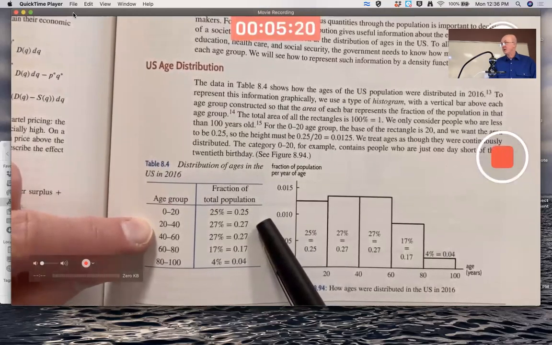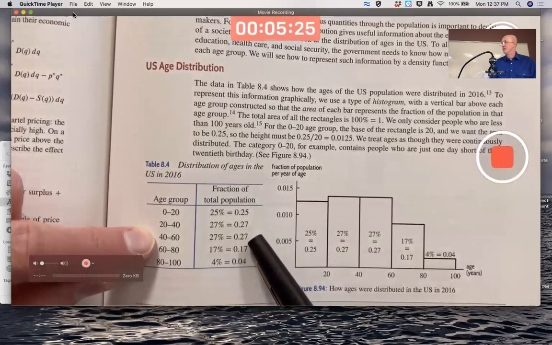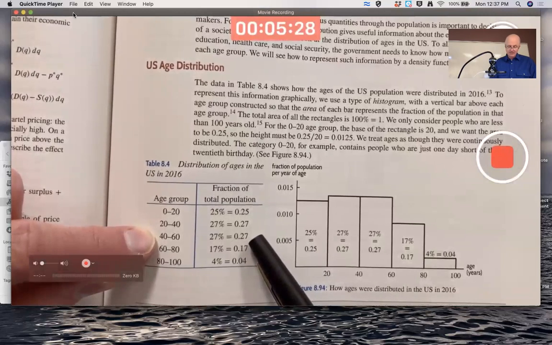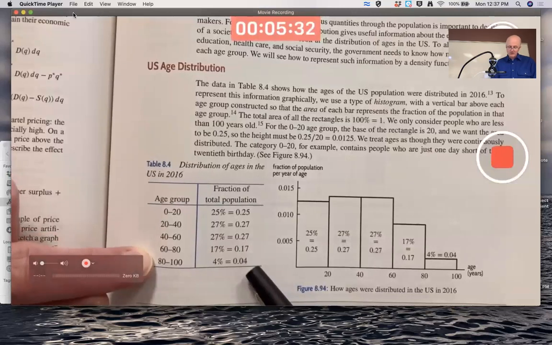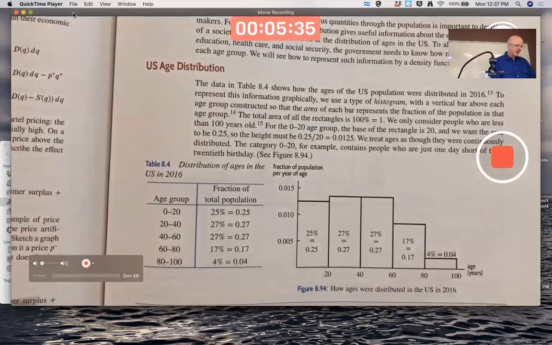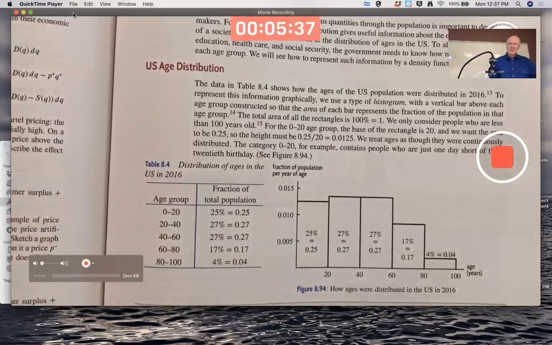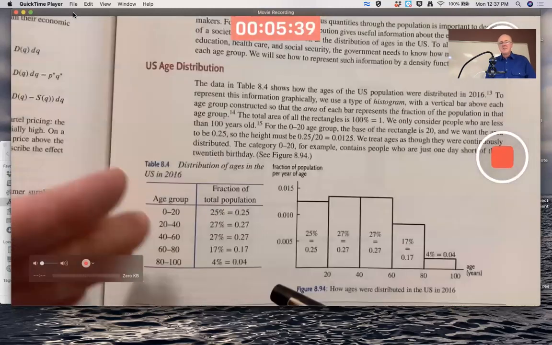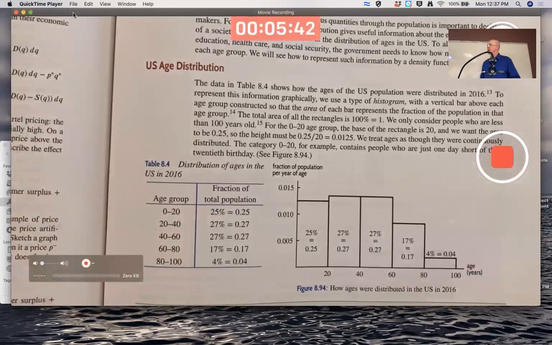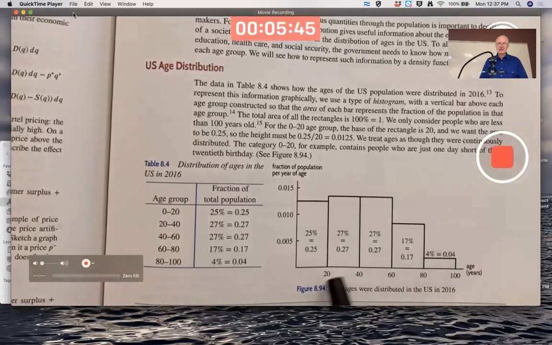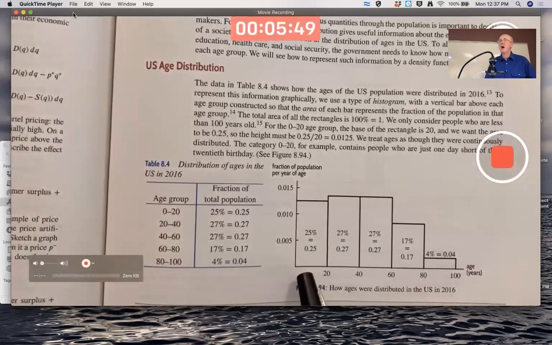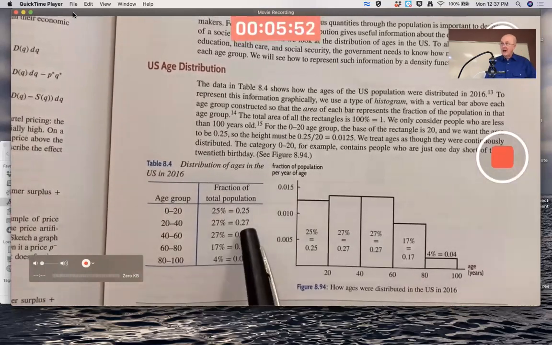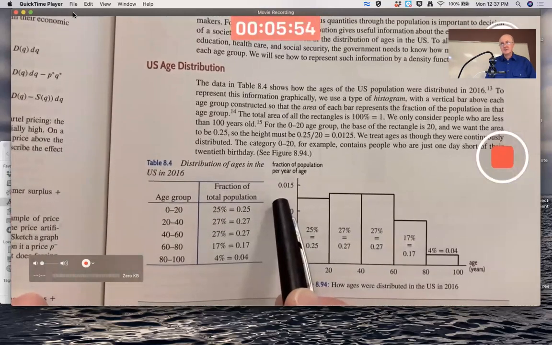About 27% were between the ages of 20 and 40. About another 27% were between the ages of 40 and 60. About 17% were between the ages of 60 and 80. And about 4% were between the ages of 80 and 100. From these data, a common thing to do is to make something called a histogram, a bar chart that looks like this, where, this is very important, the area of each bar gives you the percentage, not the height of the bar, but the area.